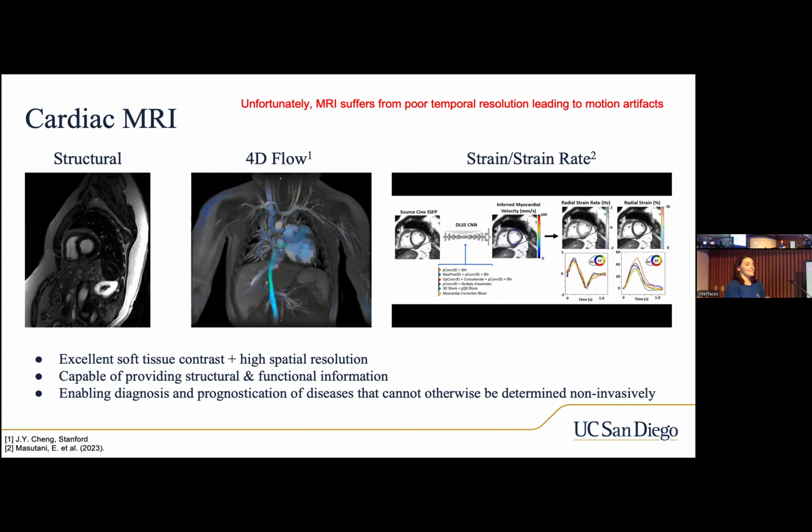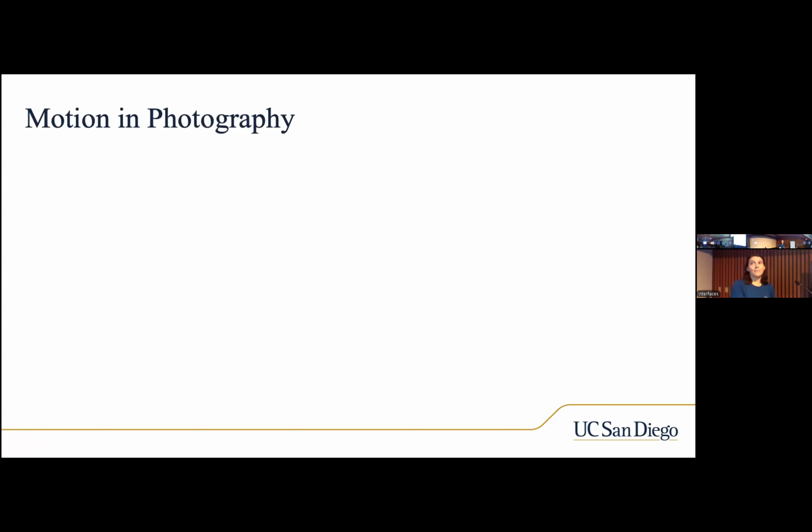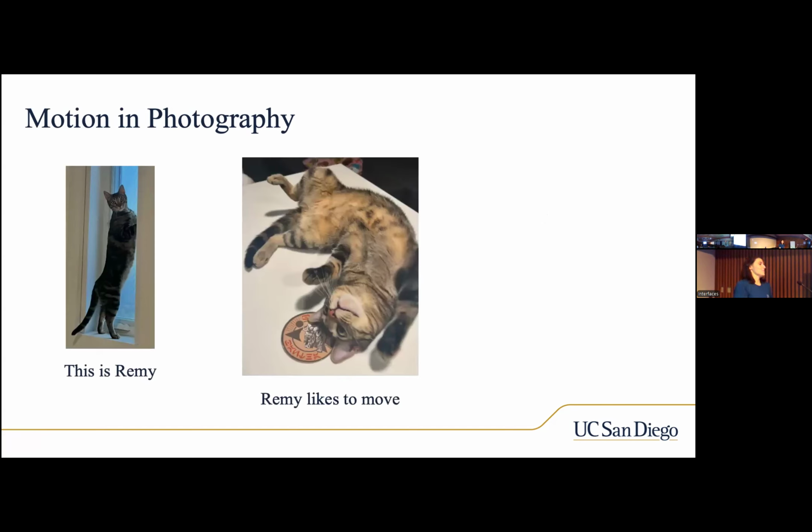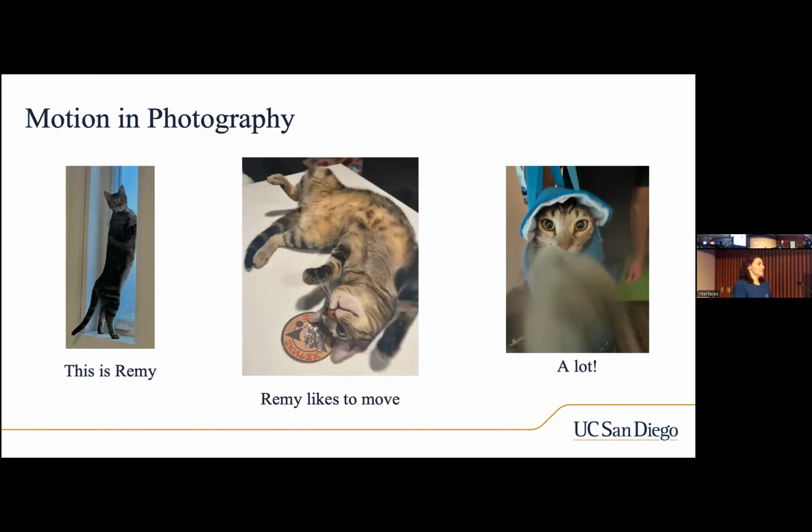So to explain more about what this motion does, I thought of a good example: motion in photography, something we're all familiar with. So to help me with that, I brought a friend. This is Remy. Remy likes to move a lot. And so what you can see in this first image is there's no motion. He stood still for once in his life. There was a little motion, especially around the paws. You can see how it gets a little blurry there. And then, well, you can barely tell what's going on here.